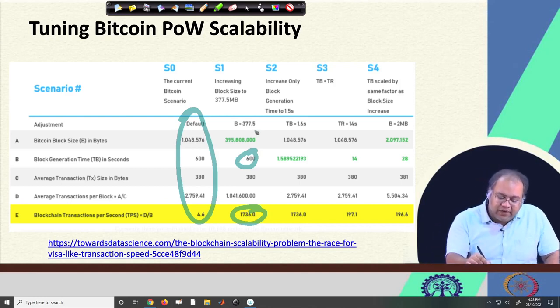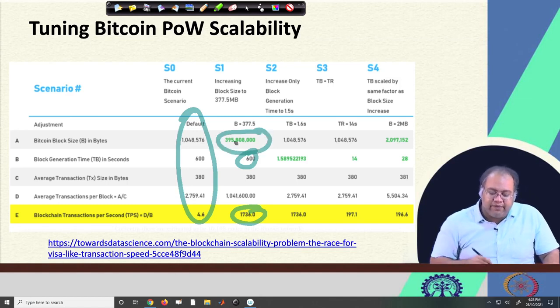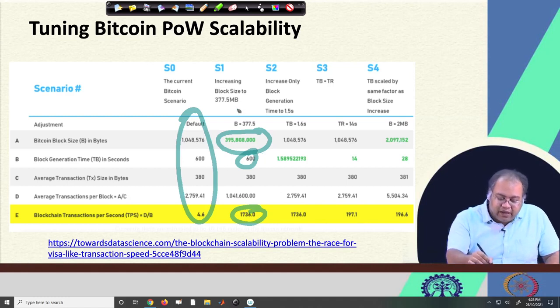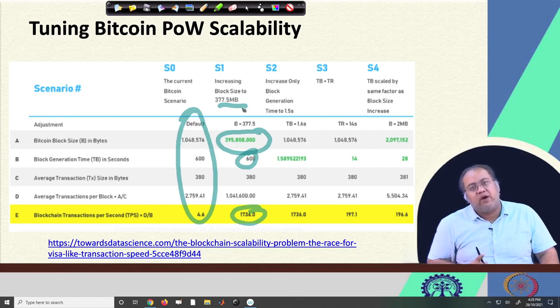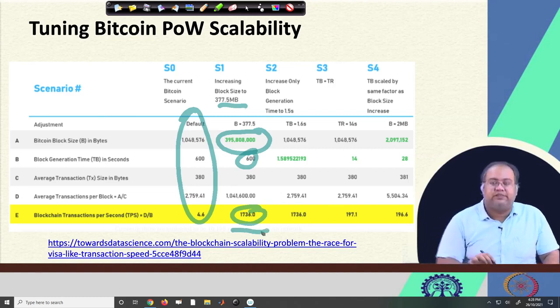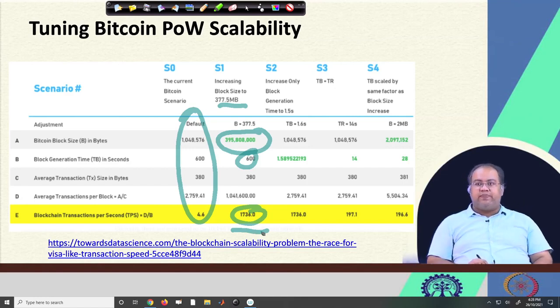If you do that calculation, you will get a number something like 395,808,000, which is equal to 377.5 MB. So that means if you make your block size equal to 377.5 MB, then you can get a transaction throughput equal to that provided by Visa.